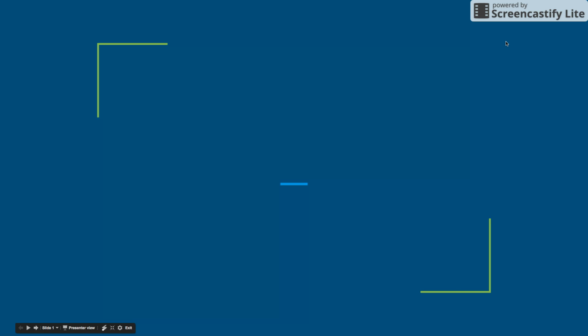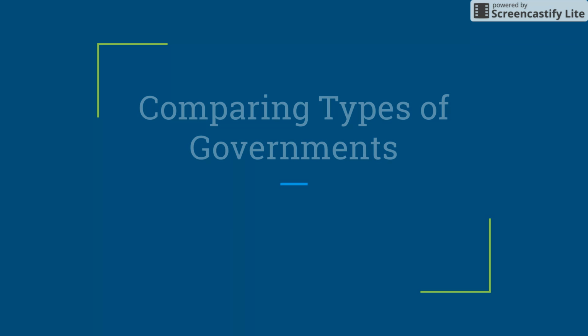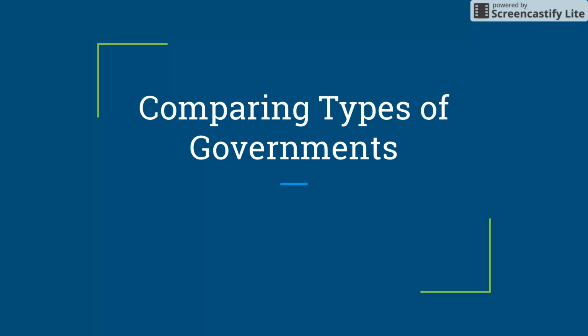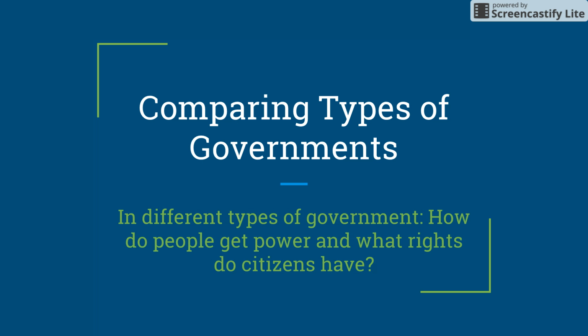In this video, sixth graders, we are going to be comparing types of government. We're trying to answer two questions. In different types of government, how do people get power, and what rights do citizens have?